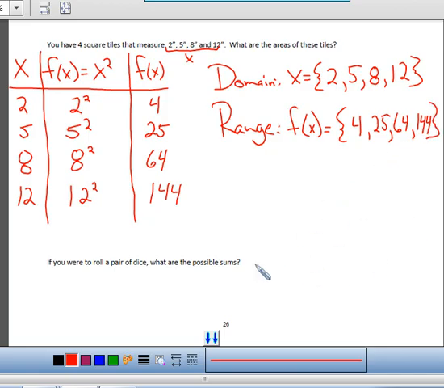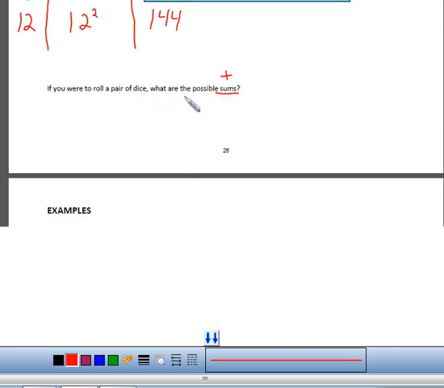Alright? Okay. If you were to roll a pair of dice, what are the possible sums? Well, sum means we're going to be adding the pair of dice together. Now, think about what is on a single die. That is our domain. And this time we'll use x and y. So our domain is x equals curly bracket 1, 2, 3, 4, 5, 6.